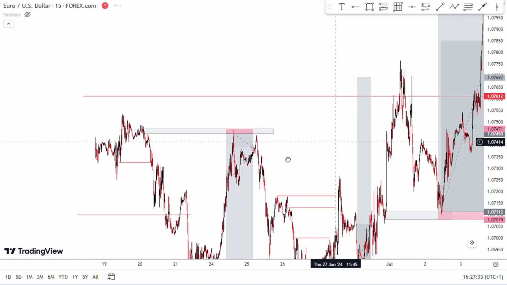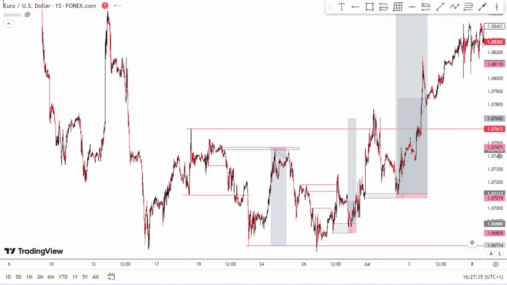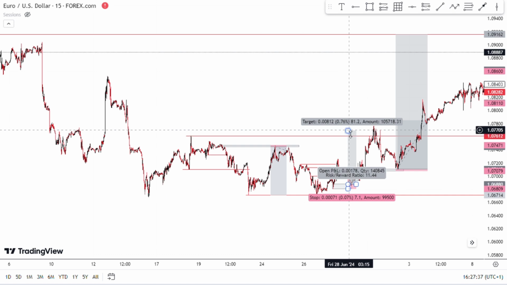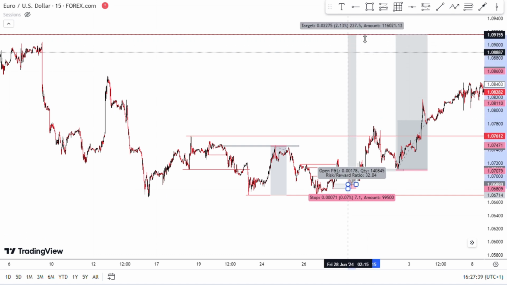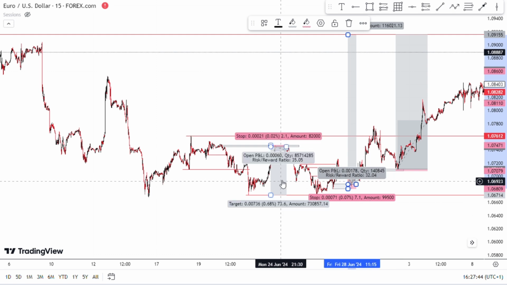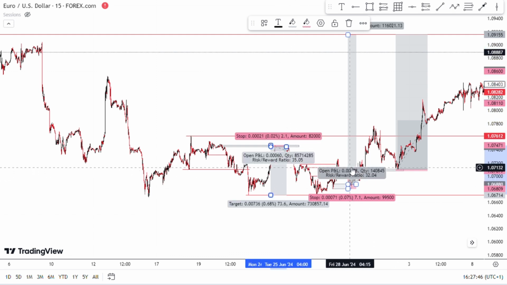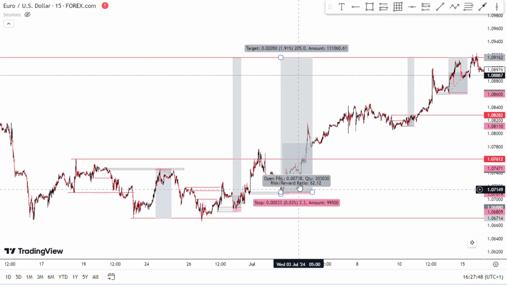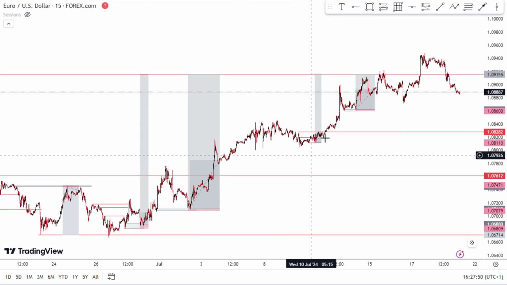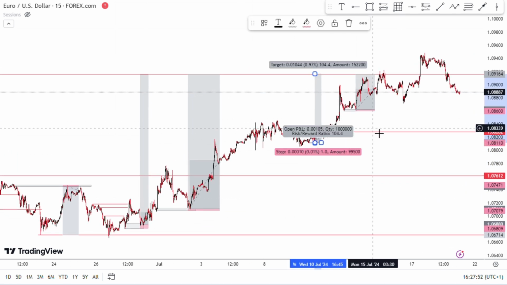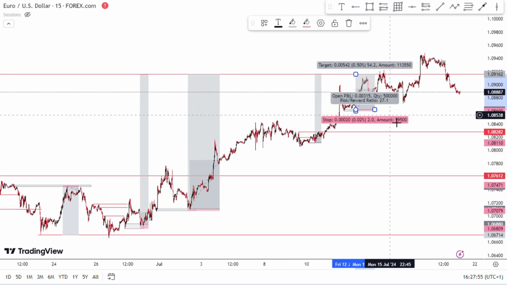So let me show you the ratio. If you set your take profit here, this is going to be 1:32. Can you see? The first one is 1:35. The second one is 1:32. This one is 1:62. This one is 1:104. Then this one is 1:27.